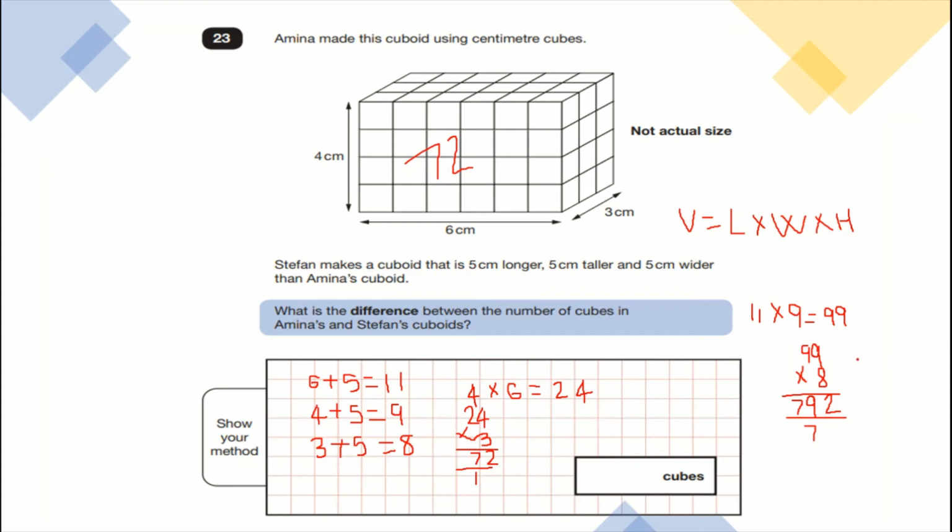So if we take them away from each other, 792 minus 72, 2 minus 2 is 0, 9 minus 7 is 2, 7 minus nothing is 7. So the difference is 720 cubes.